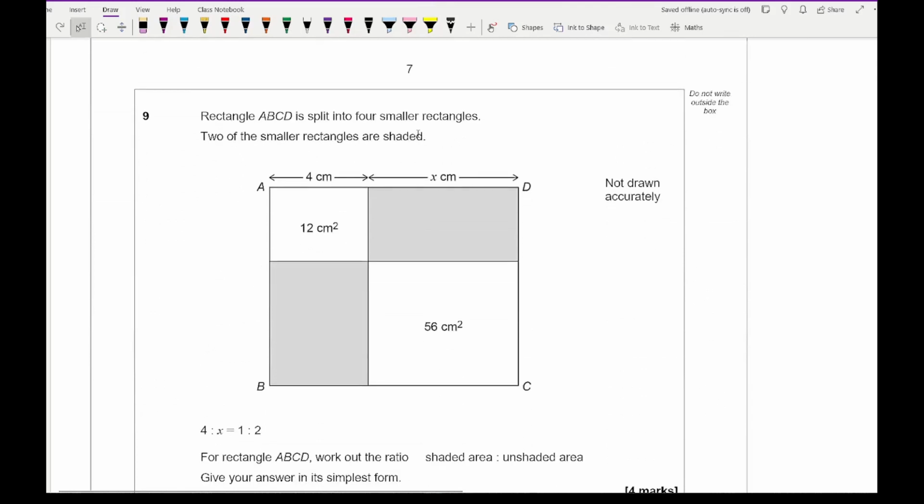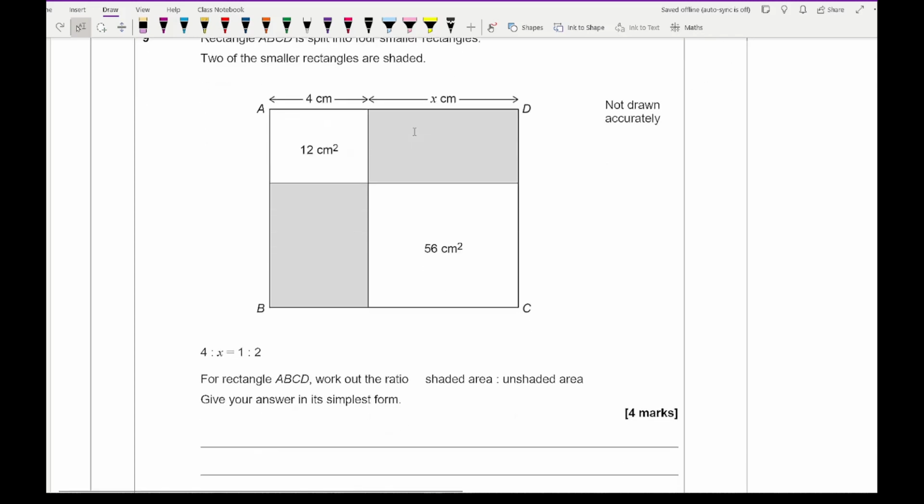Moving on to question 9, it says that rectangle ABCD is split into 4 smaller rectangles. 2 of the smaller rectangles are shaded. 4 to x is the ratio 1 to 2. For the rectangle ABCD, work out the ratio of the shaded area to the unshaded area. Give your answer in its simplest form.